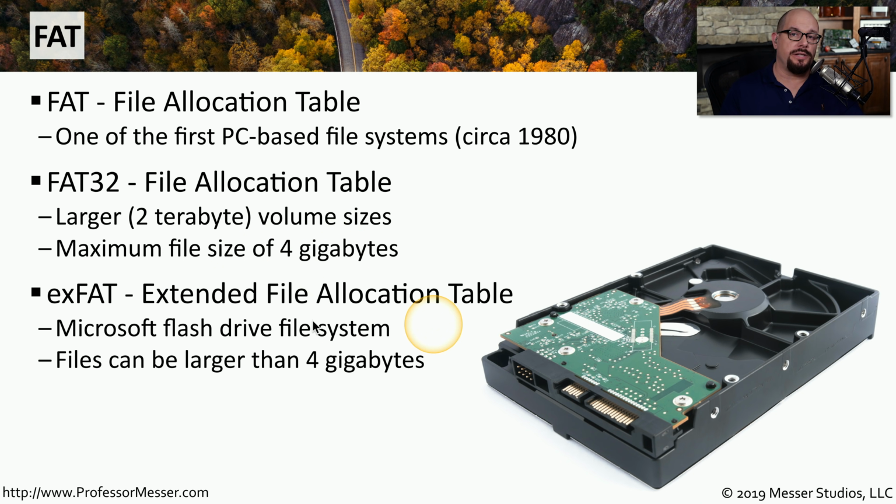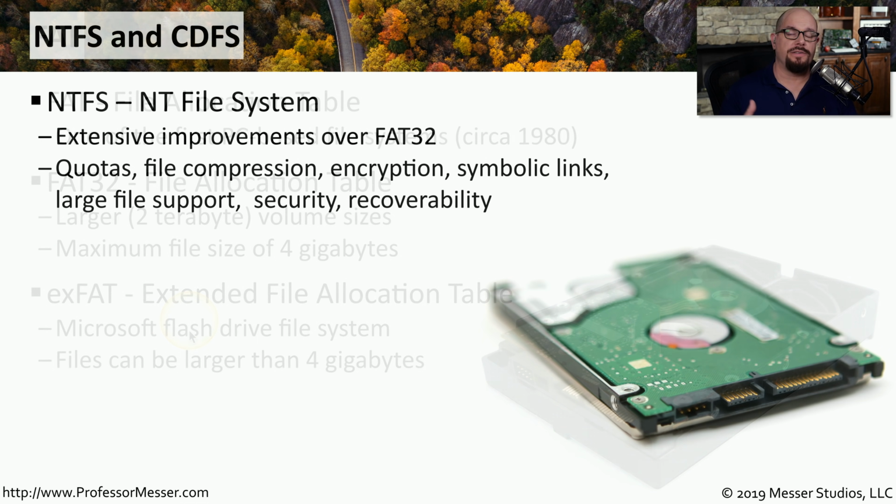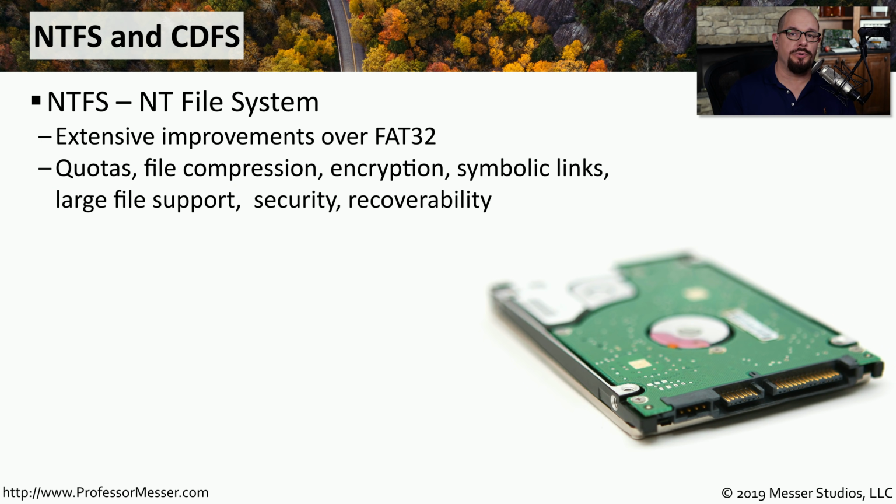Microsoft extended FAT32 to create exFAT, that stands for Extended File Allocation Table. This is the file system that's used on flash drives so that you can have files that are much larger than 4 gigabytes in size. Because of the limitations associated with FAT32, you'll commonly see NTFS used on most Windows systems. This stands for the NT file system, and it has a number of improvements over FAT32, not just the size of the partitions and the size of the files, but you can include quotas. There's file compression built into the file system, encryption is built into the file system, and many more features as well.